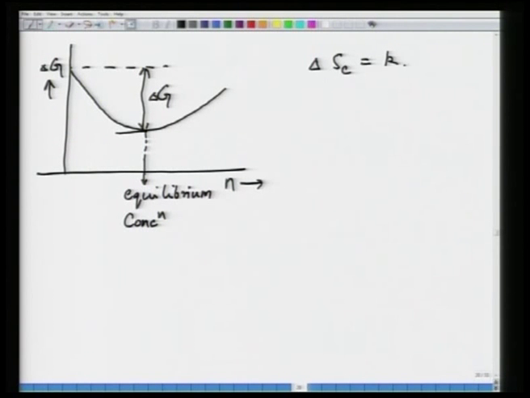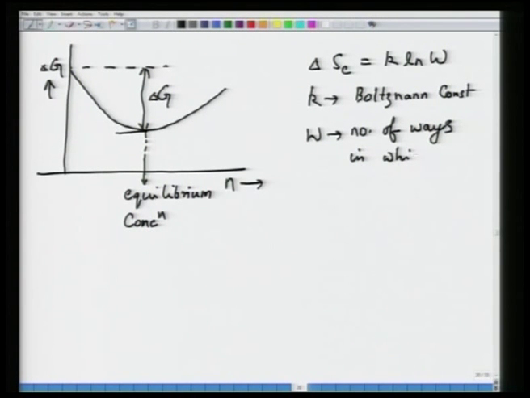So now to do that, first we need to work out what is the change in entropy. Change in entropy, delta SC, can be written as K ln W, where K is nothing but your Boltzmann constant, and W is nothing but the number of ways in which defects can be arranged inside the solid on these lattice sites. So the moment you put defects, you can put them in the way you want, but what is the optimum way? Of course there are going to be many different possible ways. So let us work out the number of ways in which you can put these defects on the atomic sites or in the lattice.